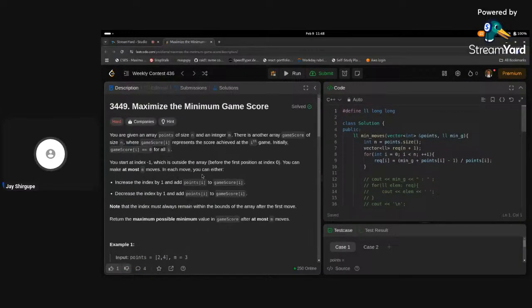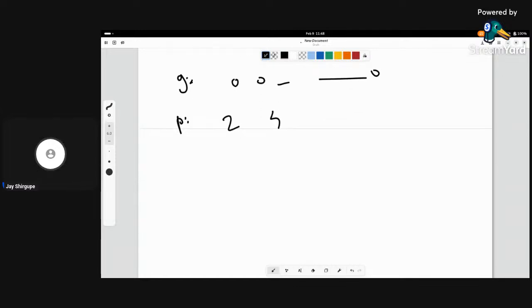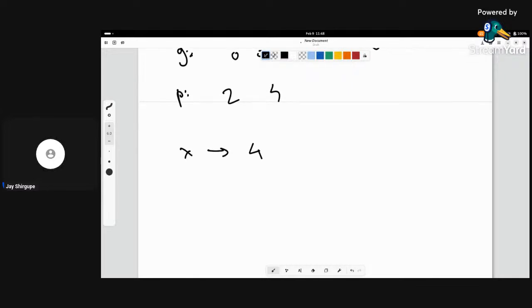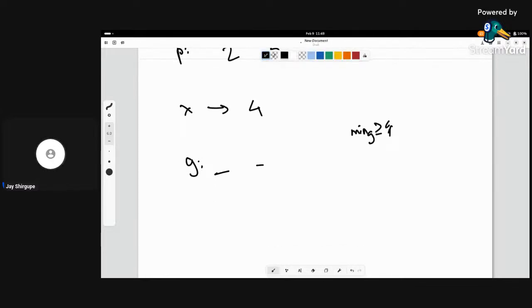So let's look at the first test case itself. In the first test case, you are given points equal to 2 and 4, and let's just say that you are dealing with x equal to 4. Now, if you want to make the minimum of g greater than or equal to 4, then you have to ensure that each element of g is greater than or equal to 4. And what is each element of g?